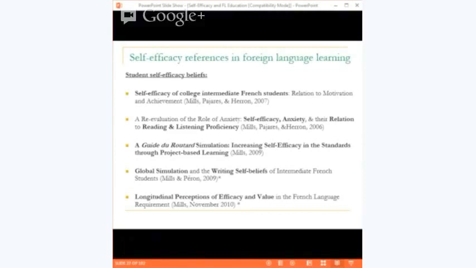On student self-efficacy beliefs, I've done research on the self-efficacy of intermediate students and how it relates to their achievement. This particular study found that self-efficacy was highly correlated to achievement in intermediate level French students. I also did a study on self-efficacy and anxiety, and the relationship between them in terms of reading and listening proficiency. So that's another area. Another study was evaluating the influence of project-based learning on students' self-efficacy and the standards of foreign language learning.